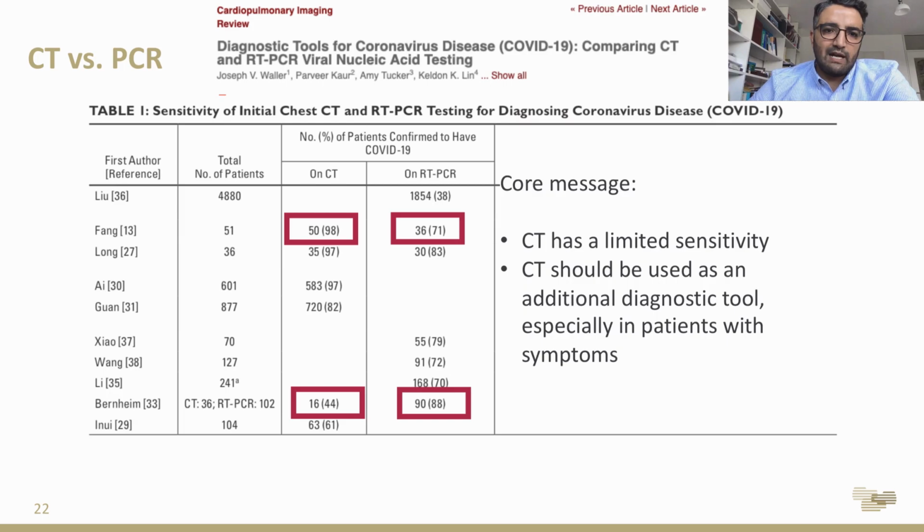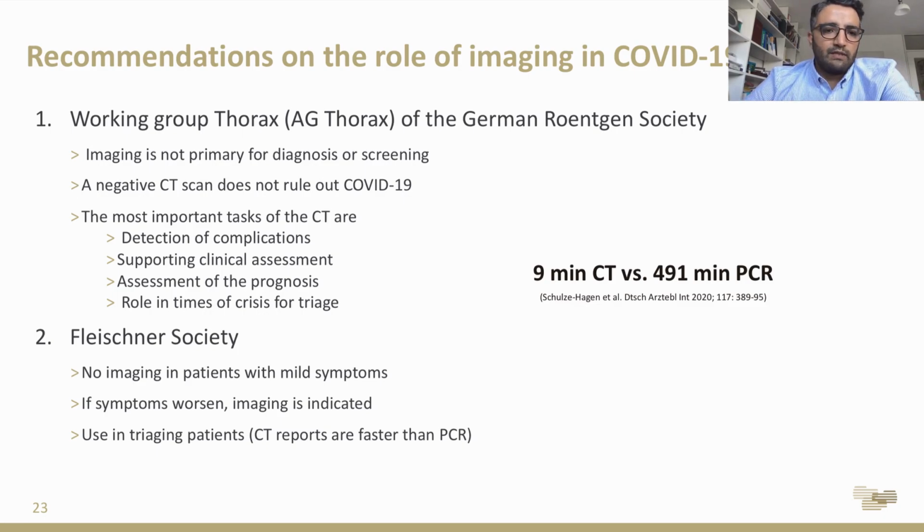If we look at official recommendations of two very important groups in Germany, the first recommendation is from the working group Thorax of the German Röntgen Society. They said imaging should not be the primary tool for diagnosis or screening. A negative CT does not mean the patient doesn't have COVID-19. They see the strength of CT in other parts of the diagnostic process: detection of complications, supporting the clinical assessment for prognosis or follow-up of the patient, and a big role in times when the crisis is at its peak, the role of triage for the patient.